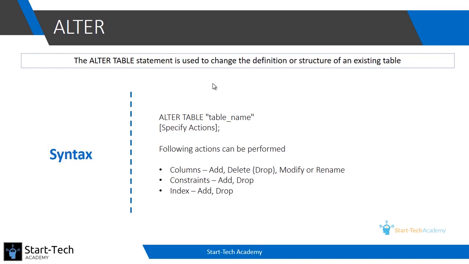So the syntax of this alter command goes like this. We will write alter table and then write the table name, and then we will specify the action. Actions can be broadly classified into 3 parts. One will be actions on columns, which will include adding, deleting, modifying, or renaming a column. Or it can be on constraints, which will include adding or deleting a constraint, or you can add or delete an index. Let us first look at how to add or delete a column.